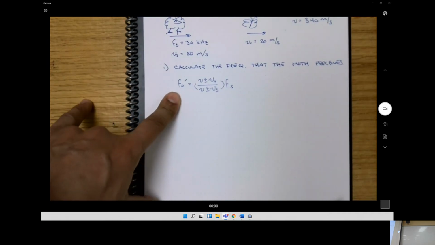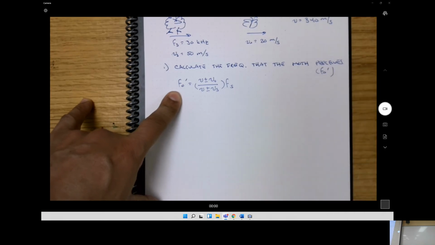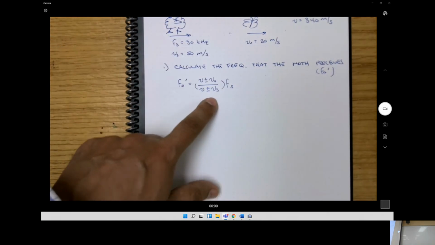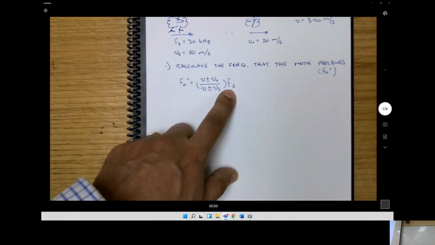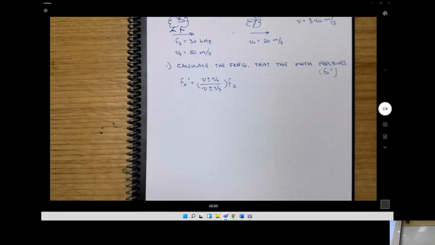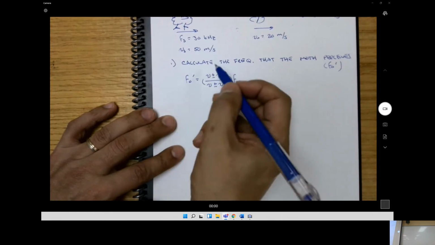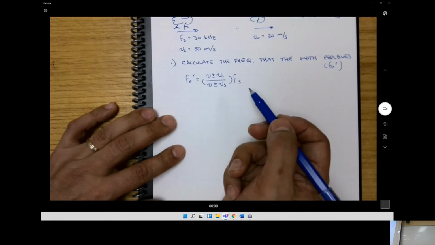Okay, so this F naught prime is going to be the frequency that the moth perceives. VO will be the velocity of the moth, VS will be the velocity of the bird or bat, and Fs is the frequency of the source. The plus and minus depends on whether there's relative motion between the two of them. So try to find out what this equation is without looking at your notes.